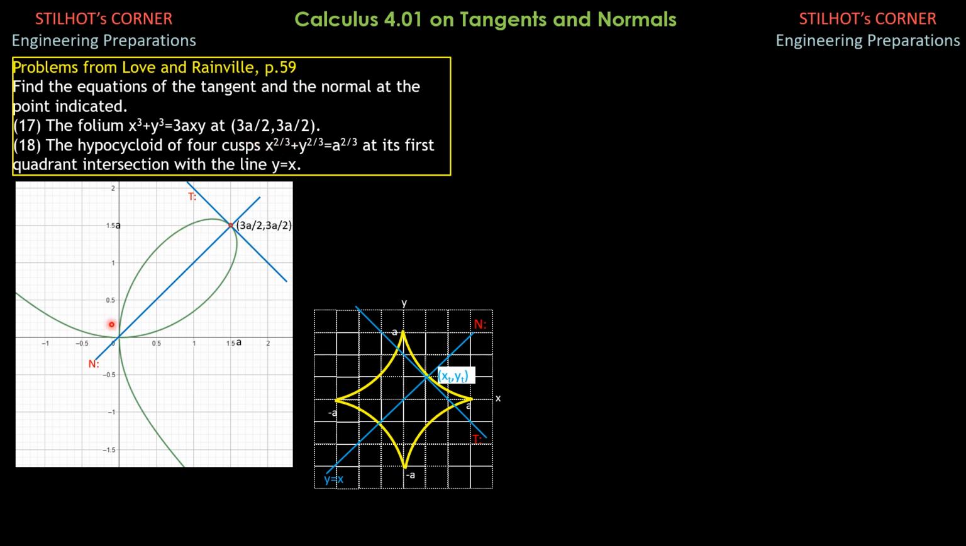This graph can be sketched by point plotting, and this will be the resulting curve. Then we just assume that a is 1, so that the point 3 halves a would be 1.5, 1.5, or 3 halves a comma 3 halves a. This is the line tangent to that point, and this is the line perpendicular to the tangent through the same point. So that's the normal line.